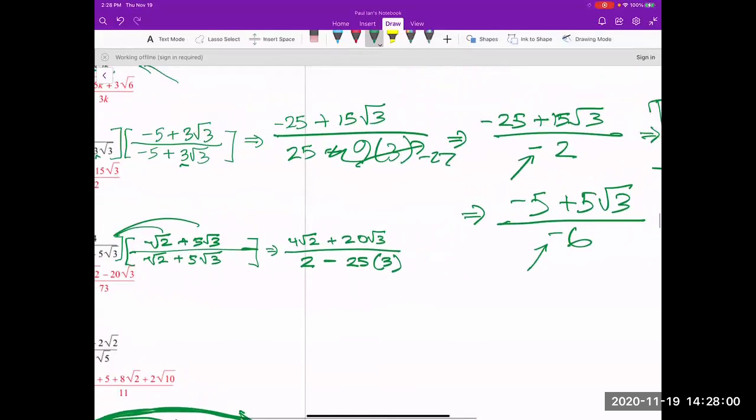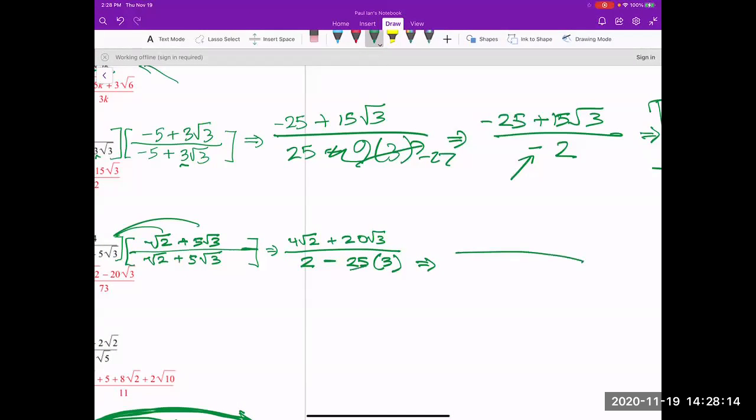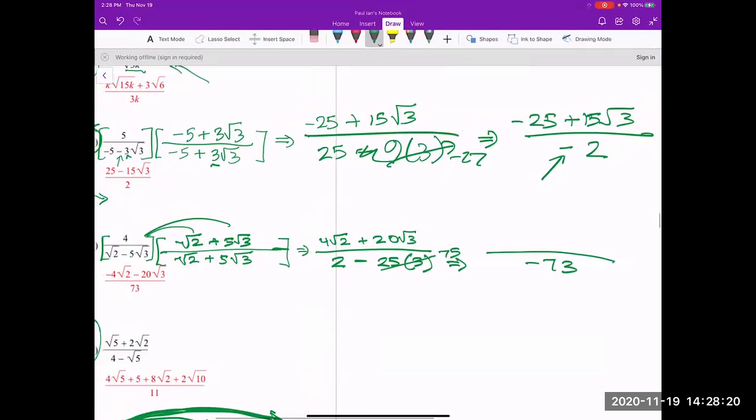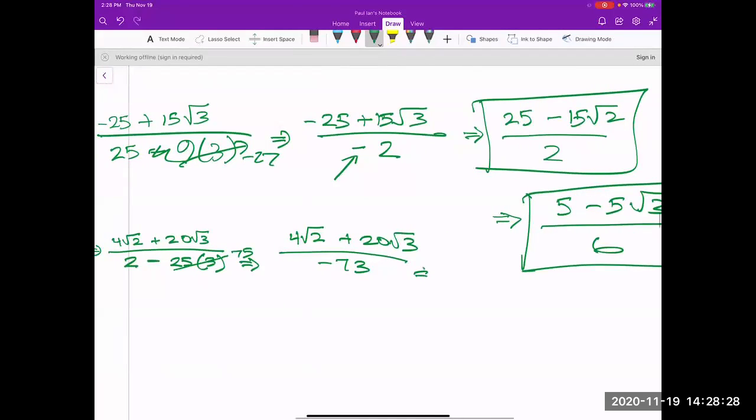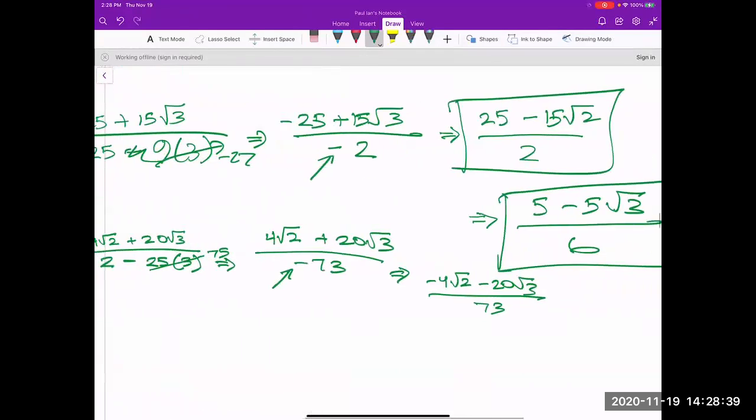And now you simplify, right? This is the easy part. Everything else is just arithmetic now. The other one was the algebra. So let's see, the bottom first. This is 75. Minus 2 is minus 73. And the top is 4 root 2. I think we're pretty much done. You just have to move something. So what do you do with the negative? Put it to the top and make everything else opposite. So minus 20 root 3. That's it, right? Yeah.